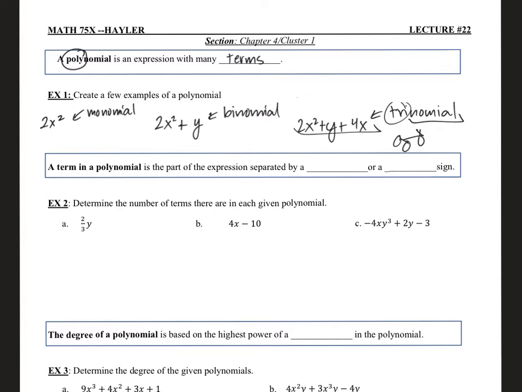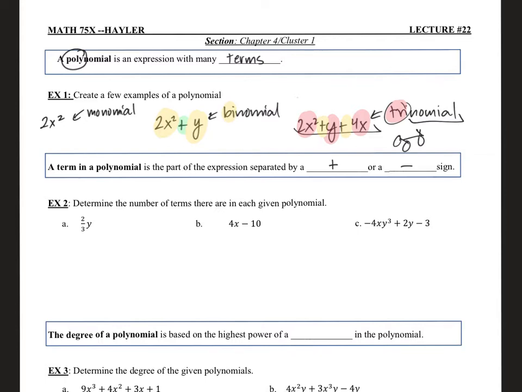Okay, let's go ahead and see this new term. A term in a polynomial is a part of an expression separated by a plus or a minus sign, which we saw above. So if you're trying to figure out how many terms, you just look at the things that are being separated by a plus or minus. We have 2 items being separated by a plus or minus, which is why we have a binomial. For this one, we had 1, 2, 3 items being separated by, in this case, just pluses, which is why we called it a trinomial.